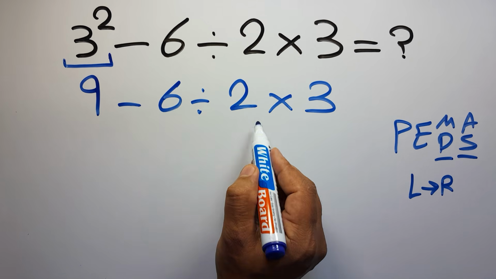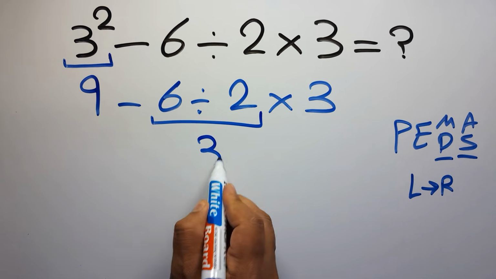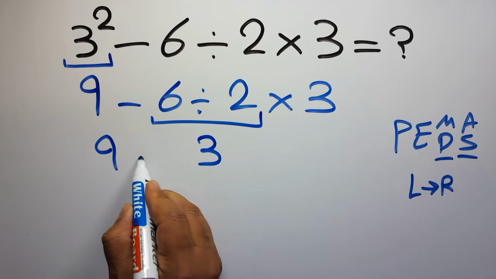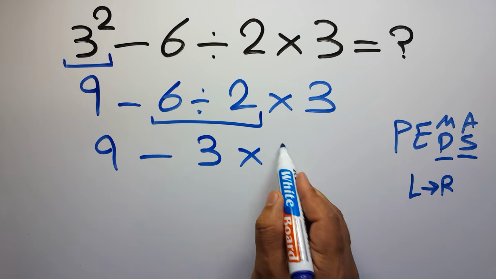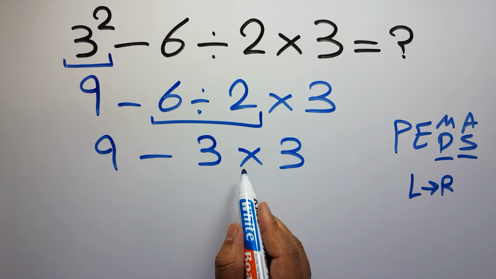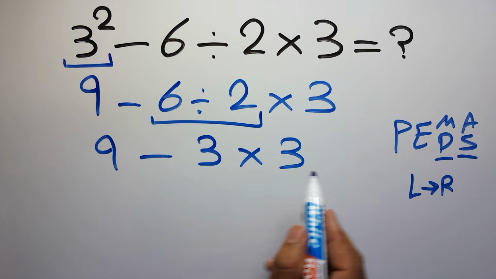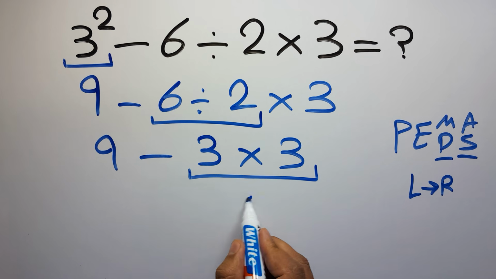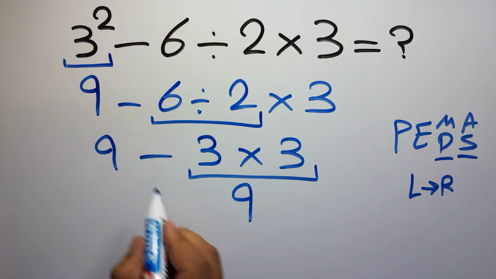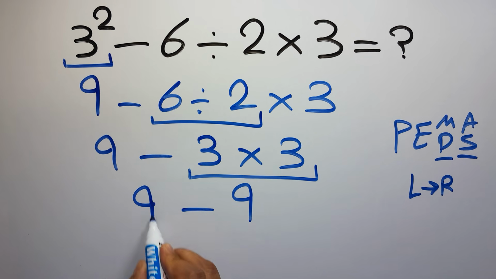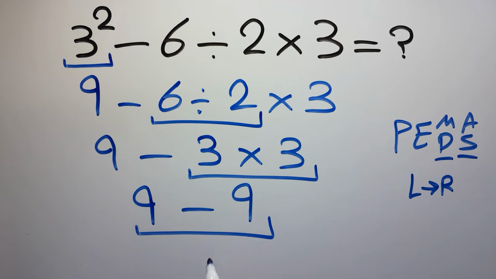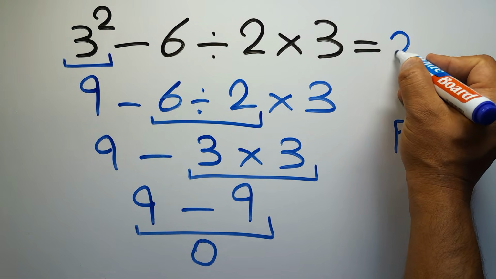Okay, 6 divided by 2 gives us 3. So we have 9 minus 3 then times 3. Now we have to do this multiplication. 3 times 3 equals 9. So we have 9 minus 9, which equals 0. And this is our final answer to this problem. The correct answer is 0.